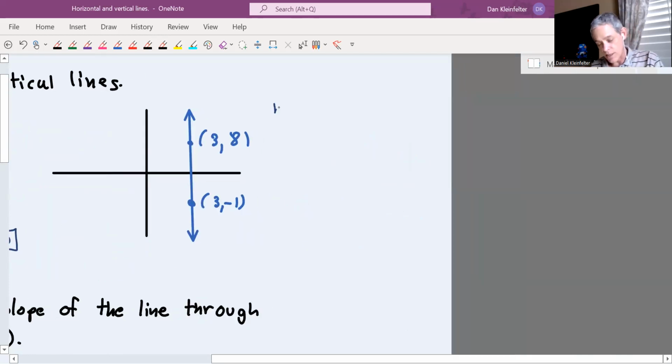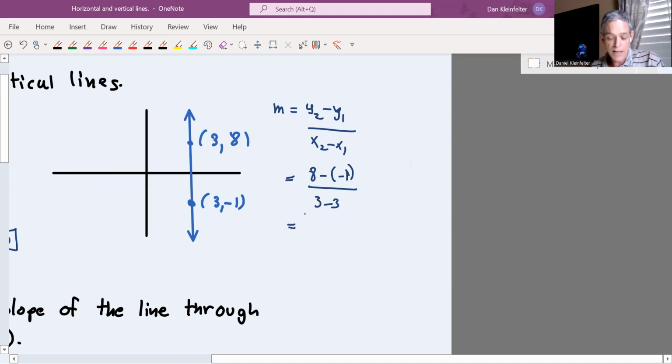Okay, let's try the slope for this vertical line. Okay, so change in y's first. We'll have 8 minus negative 1. Down below, we'll have 3 minus 3. 8 minus negative 1 is 9, and then 3 minus 3 is 0. 9 divided by 0 is undefined. The slope is undefined, so we just need to write that. There's no number we're going to get for an answer.